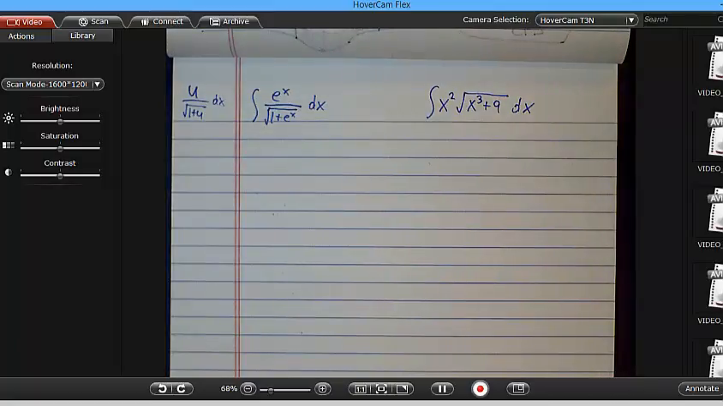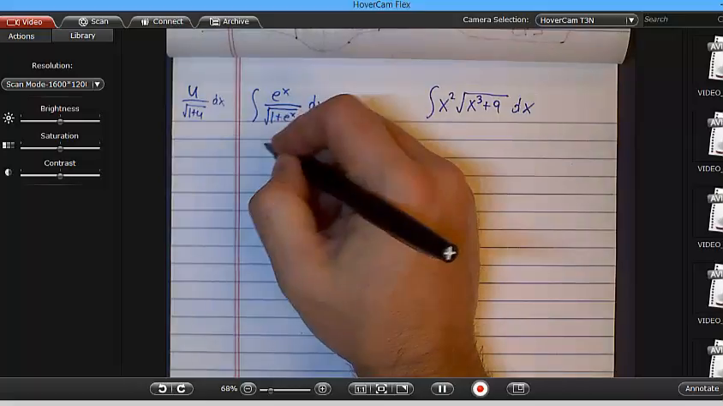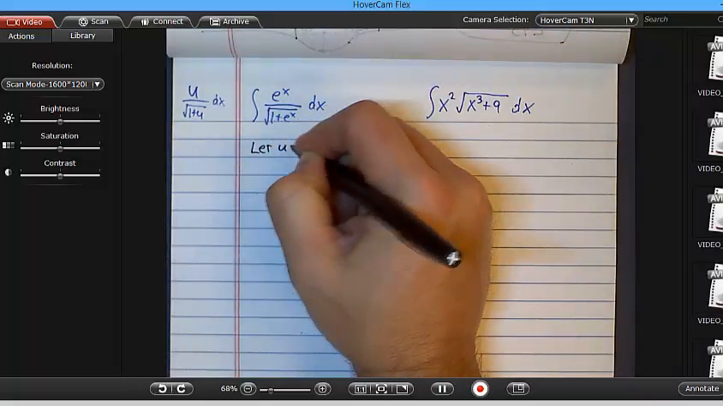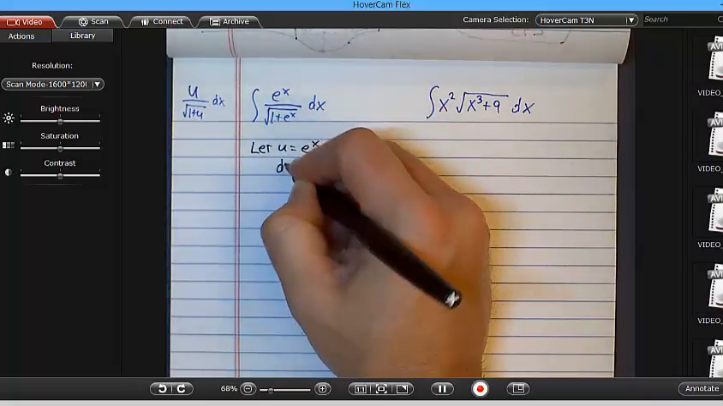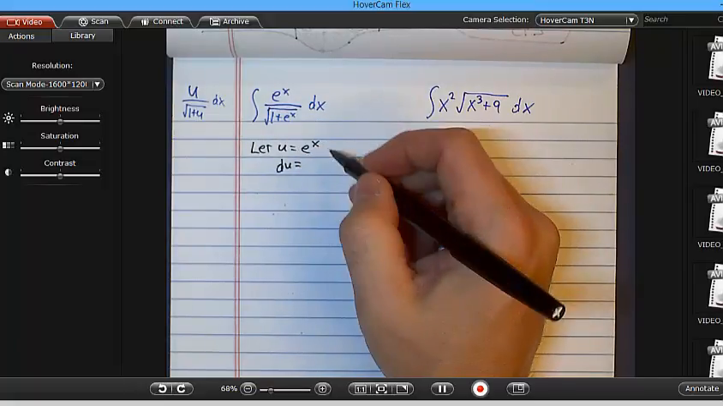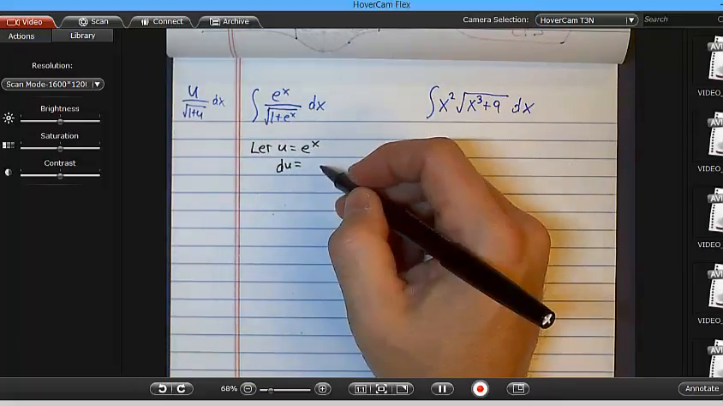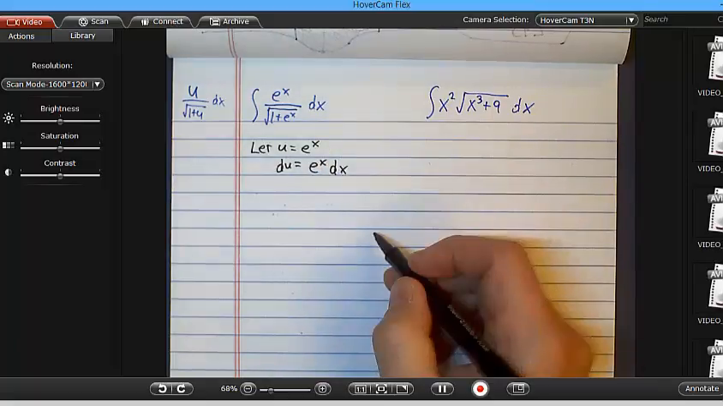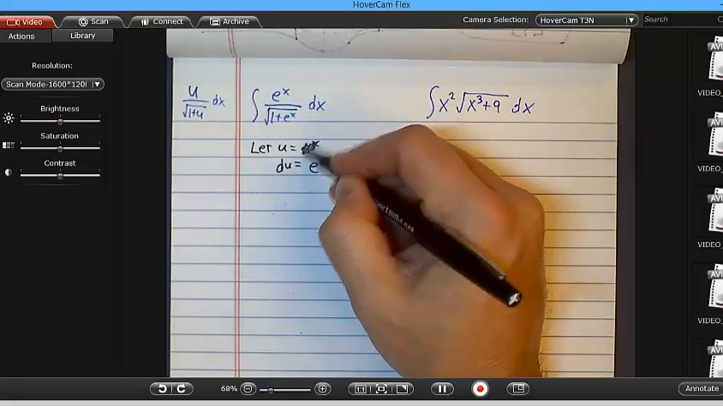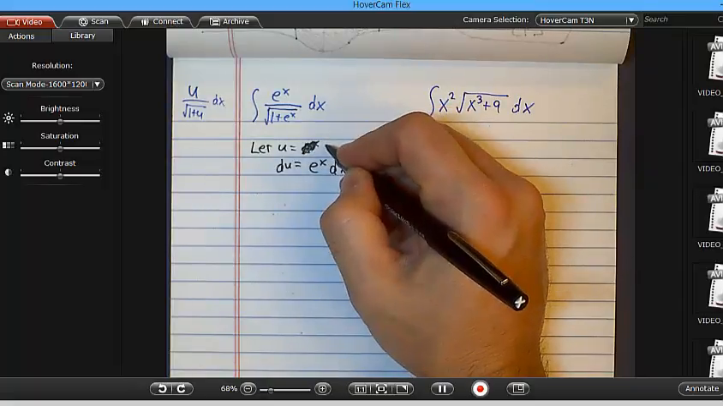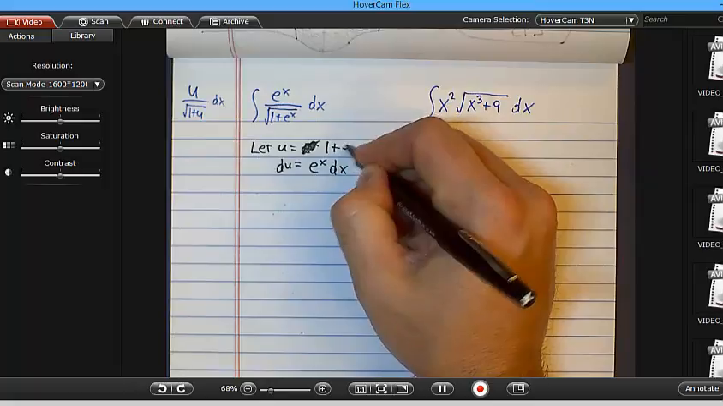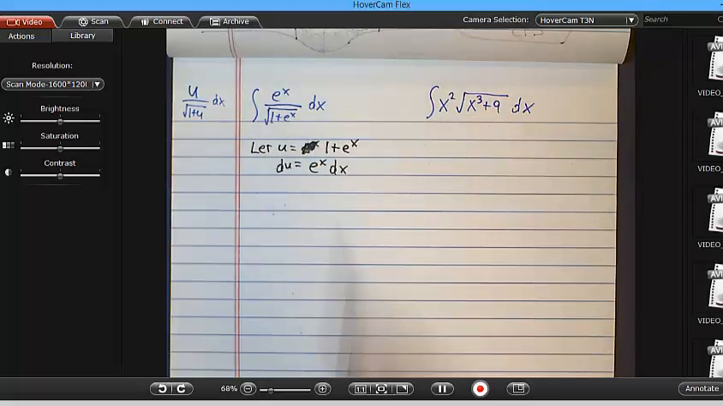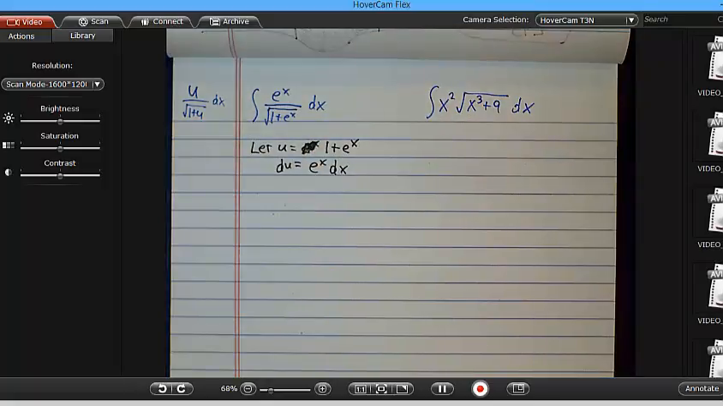So let me write this out carefully. Okay, we're going to let u equal e to the x. Then what does du actually equal? E to the x dx. Now wait a minute. I just told you that's not what to do. All right, we'll try it again. We said let's take Nick's advice and do u equal 1 plus e to the x. That's better. Now what's the derivative? What's du? It's still e to the x dx.